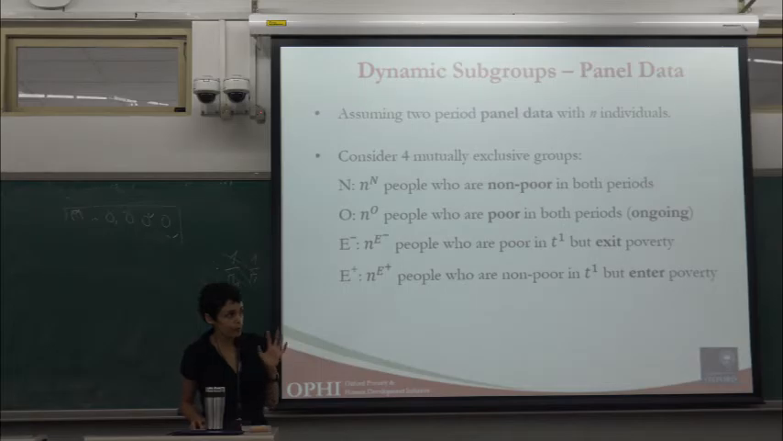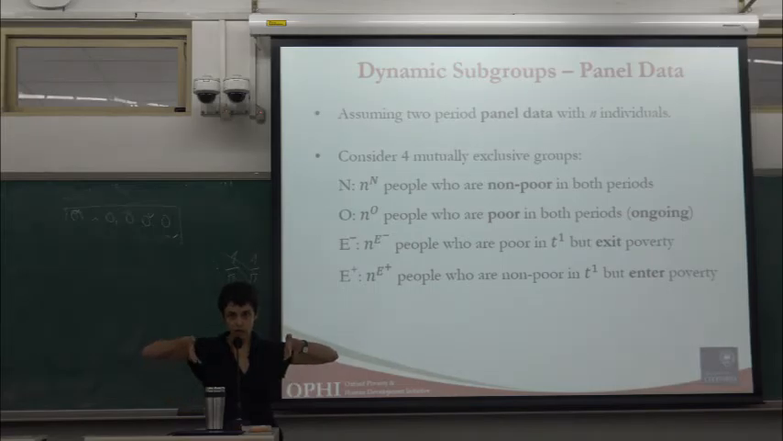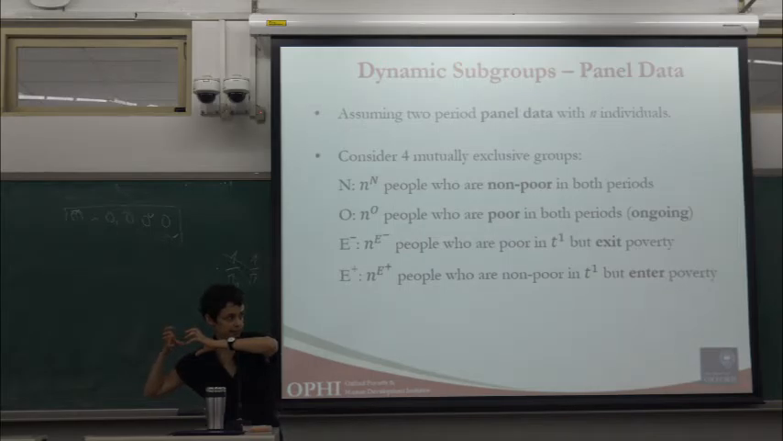How can I decompose M0 between these groups? So I have the change in poverty. What is the change that corresponds to the ongoing, the exit, and the ones that entered? So I can know where have I actually made the biggest improvements: in taking people out of poverty, or in reducing the level of deprivations of the poor?